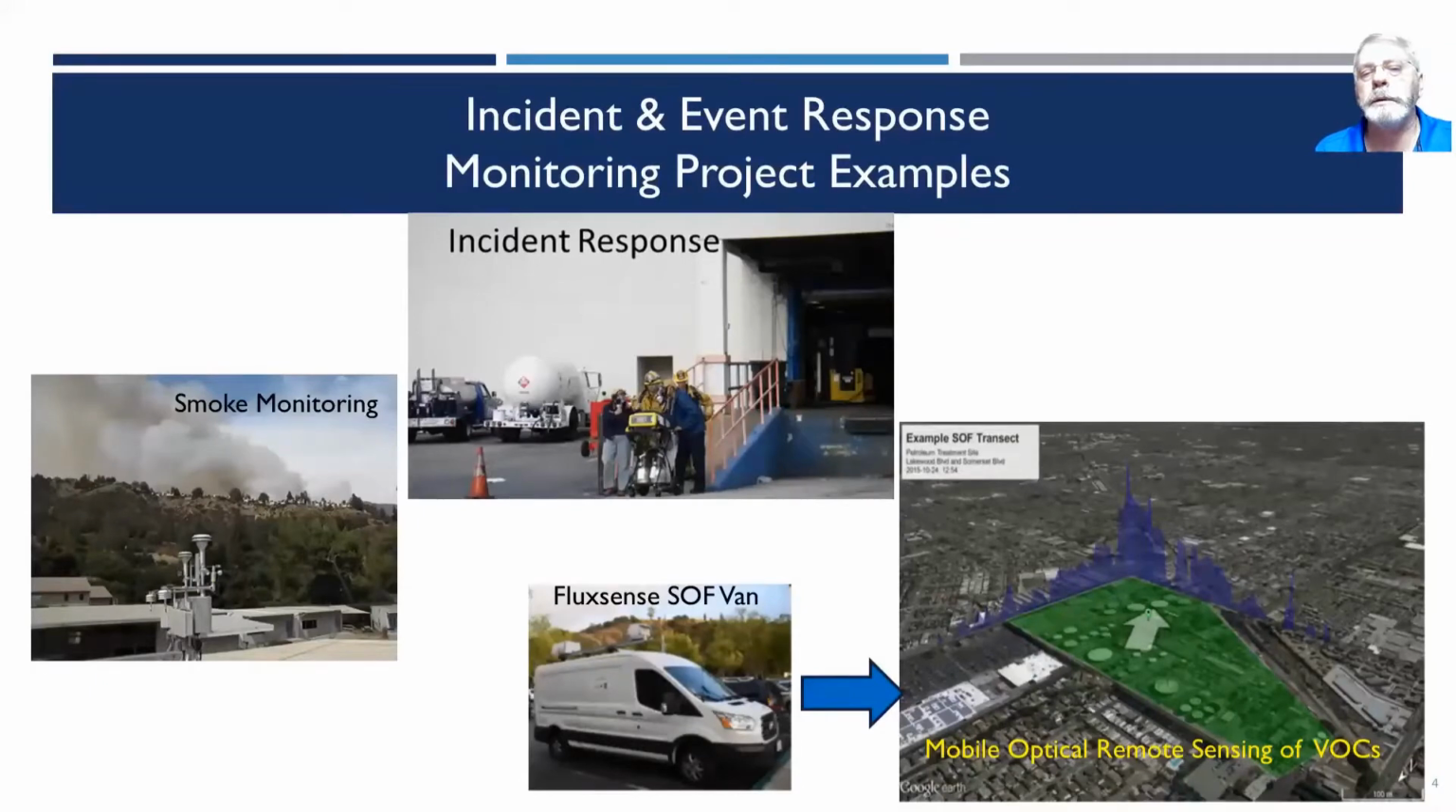These pictures show examples of projects designed to monitor air pollution incidents and events, including on the left, smoke monitoring with EBAMs, and then the next, sampling of toxic pollutants in support of emergency responders during an incident at an industrial facility. And on the bottom is an analysis from a mobile monitoring survey with a van-mounted optical remote sensing instrument at a petroleum processing facility. The graphic shows the spike in volatile organic compounds, or VOCs, downwind of the petroleum tanks.